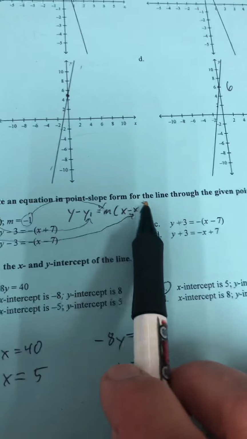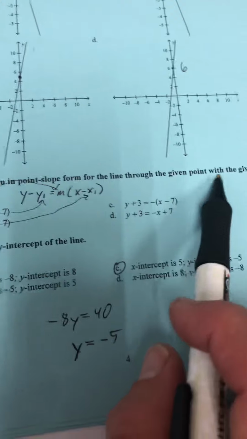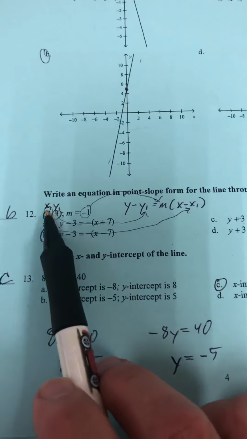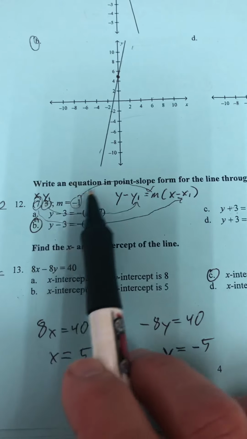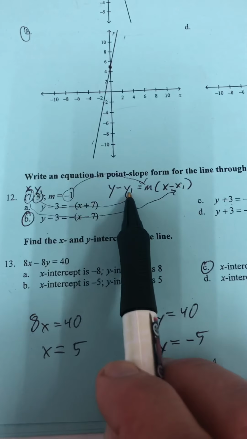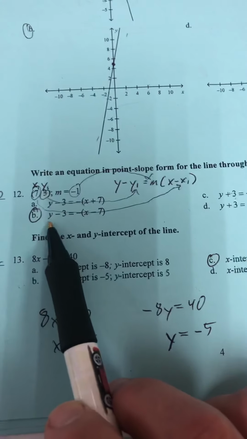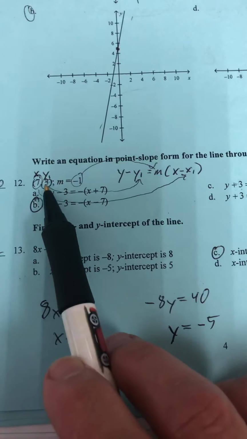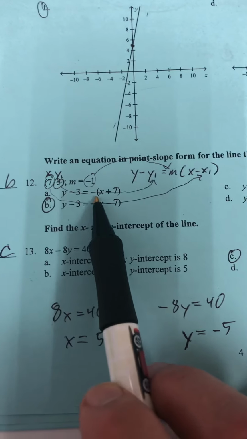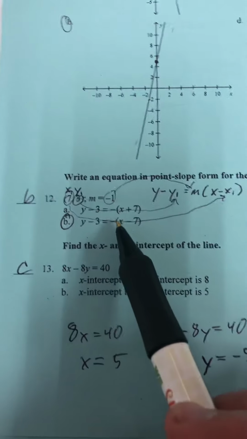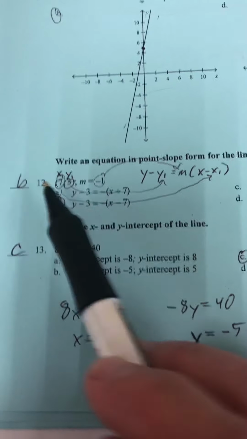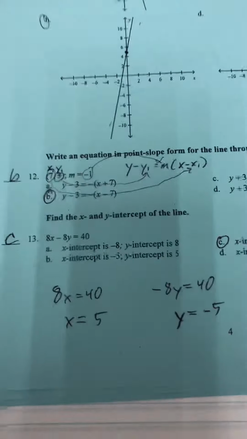Write an equation in point slope form for the line through a given point with the given slope. So here's your slope, and here's your point, x1, y1. You're just going to plug this in for the slope, plug this in for x1, plug this in for y1. So what do you get? You get B. There's your negative 3. It's minus y1, so there's your 3. And then it's minus 1, you don't have to write the 1, so they didn't. And then x and you have minus whatever your x1 is, so minus 7. So B is the right answer.